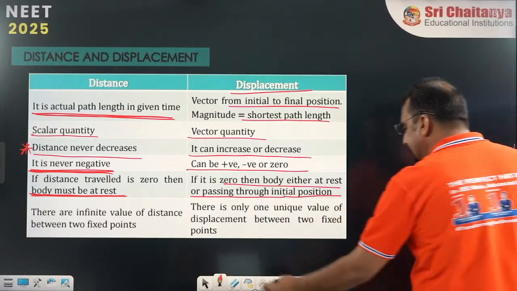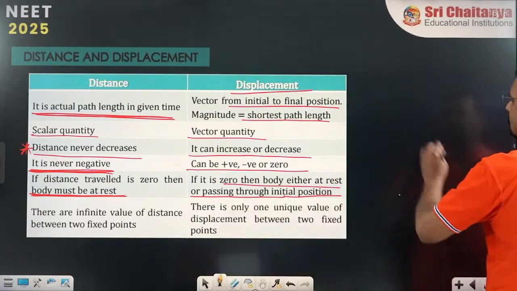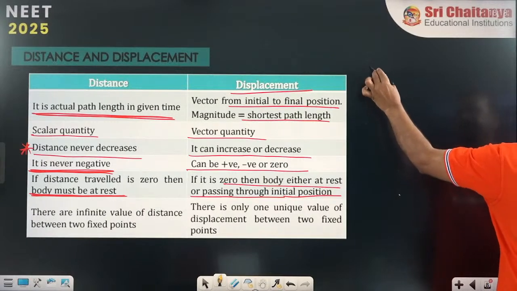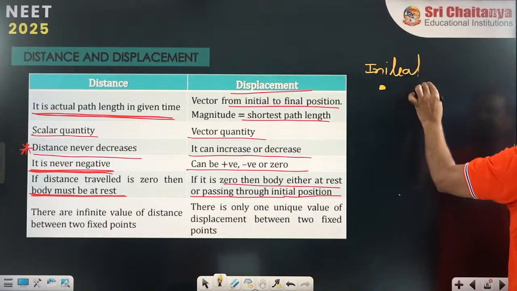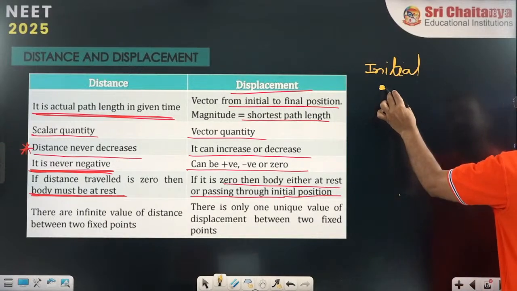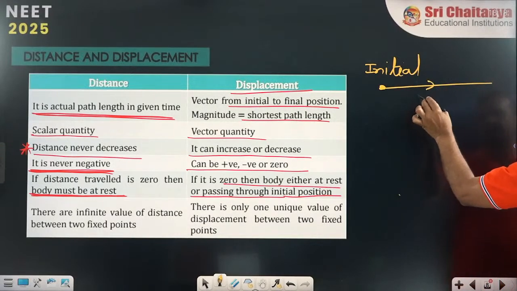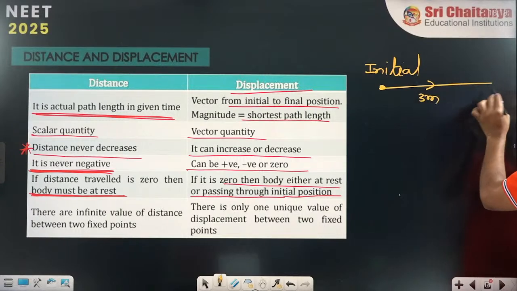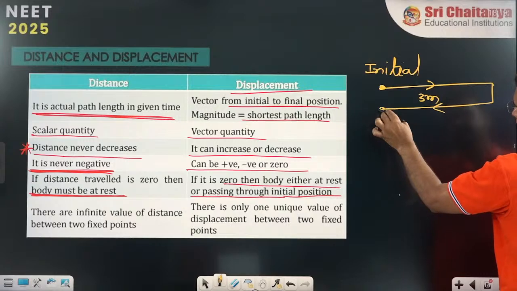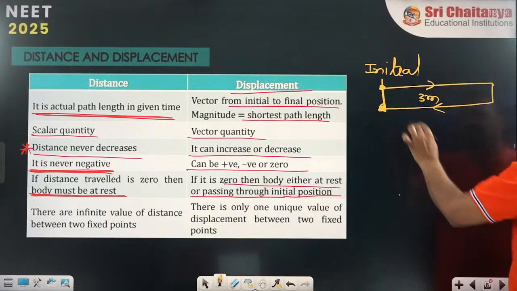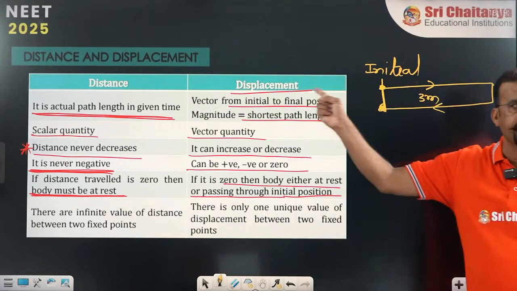Are you getting this point? Try to understand it properly. This is the initial point, and the body is moving like that. Let us say it moves 3 meters. After that, it takes a turn back and again comes to the initial position.